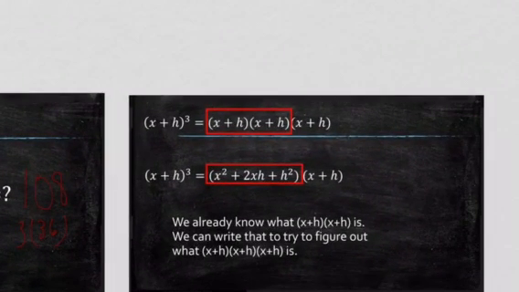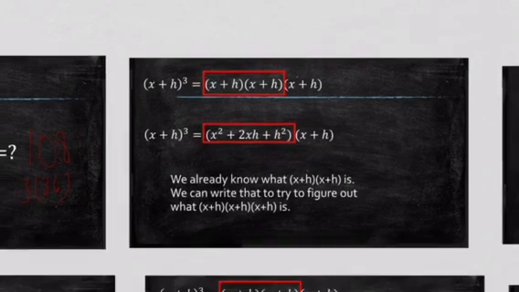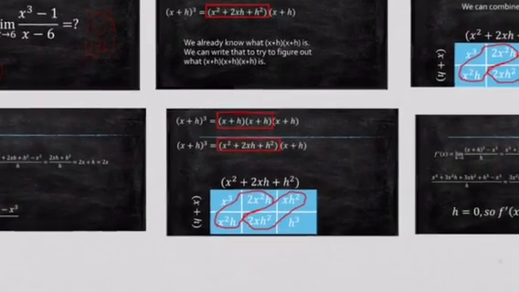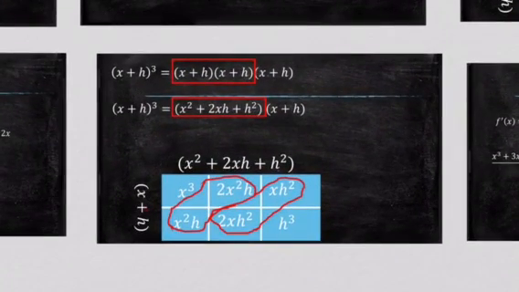So the first step of this is expanding out x plus h cubed. We already know how to expand out x plus h squared. That's x squared plus 2xh plus h squared. So now we have to multiply in x plus h. And it turns out to be pretty annoying because we have to make sure we multiply each piece by each piece. So we do this box, x squared plus 2xh plus h squared.